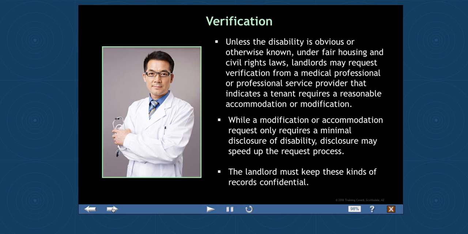Let's talk about verification. Unless the disability is obvious or otherwise known, under fair housing and civil rights laws, landlords may request verification from a medical professional or professional service provider that indicates a tenant requires a reasonable accommodation or modification. While a modification or accommodation request only requires a minimal disclosure of disability, disclosure may speed up the request process. The landlord must keep these kinds of records confidential.